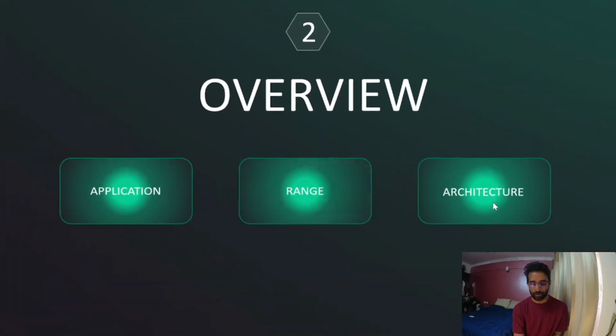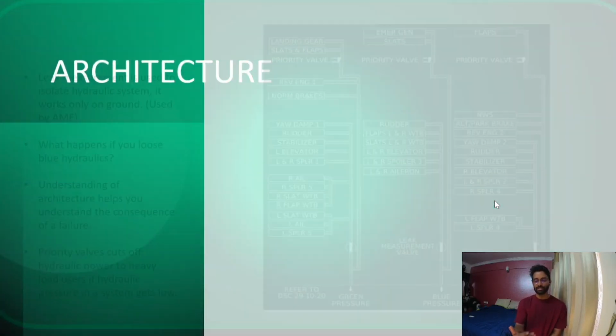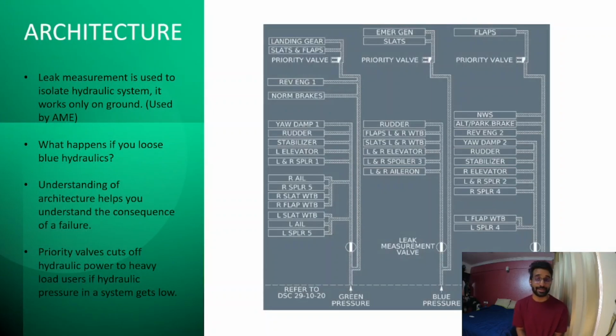Now let's talk about the architecture. This is something that you will keep coming across, the architecture of a system. The architecture just shows you the basics, like a block diagram. It will show you what each system is supplying, and this will help you understand the consequences if a system fails. For example, what does the green pressure system supply? The right aileron, right spoiler 5, right slat, wingtip brake, yaw damper 1, reverser engine 1, normal brakes, landing gear, slats and flaps.